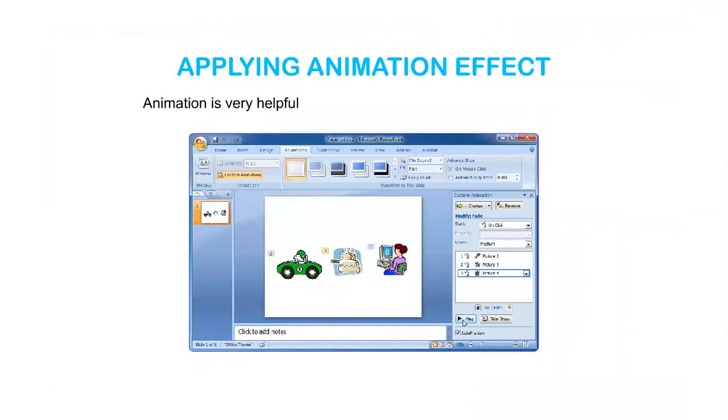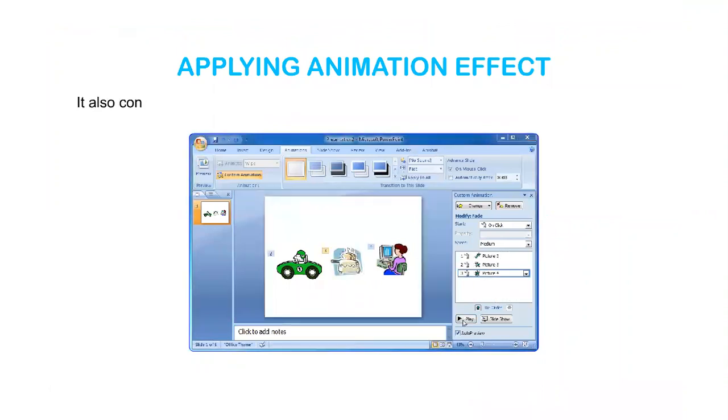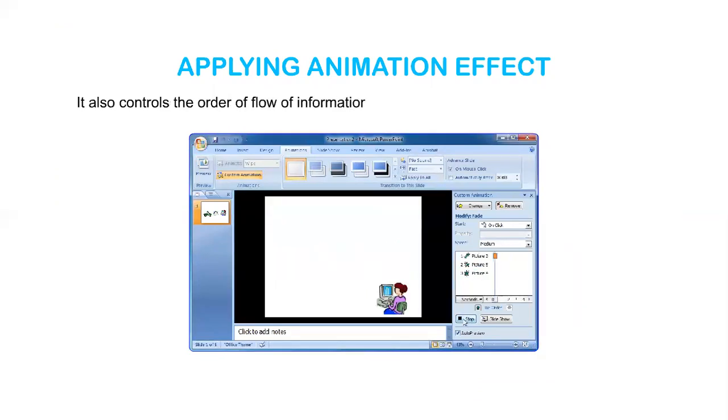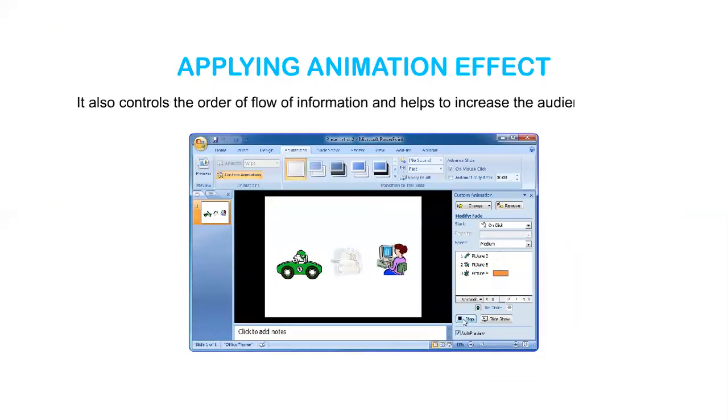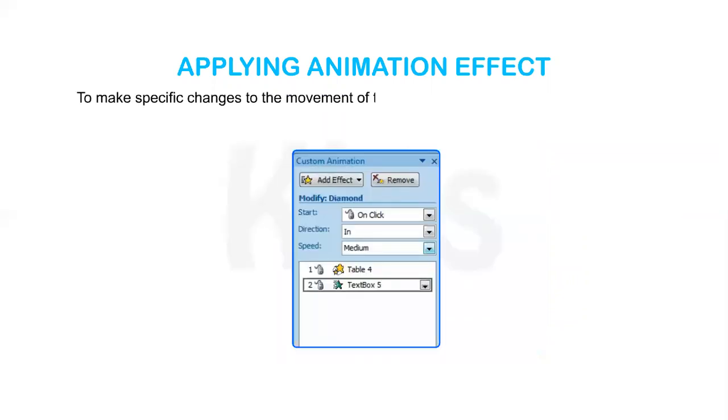Animation is very helpful when you wish to focus on important points. It also controls the order or flow of information and helps to increase the audience interest. To make specific changes to the movement of text and objects, open Custom Animation Task pane.